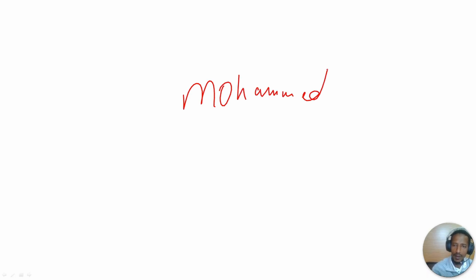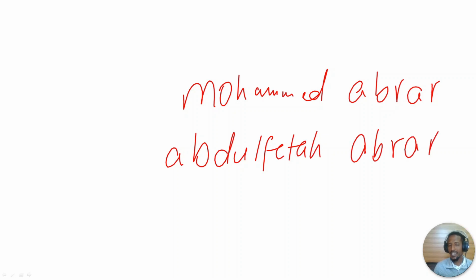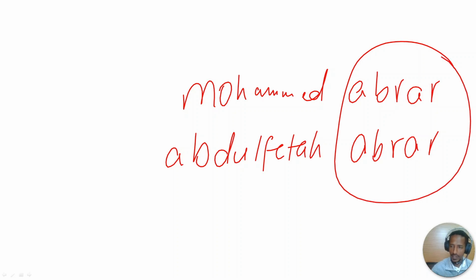We know that IP addresses are very important for differentiating, for example, who is who. My name is Muhammad Abrar. I have a brother called Abdul Fattah Abrar. So you can see from here that Muhammad and Abdul Fattah are brothers. How do you know? Just by looking at their father's name, usually.